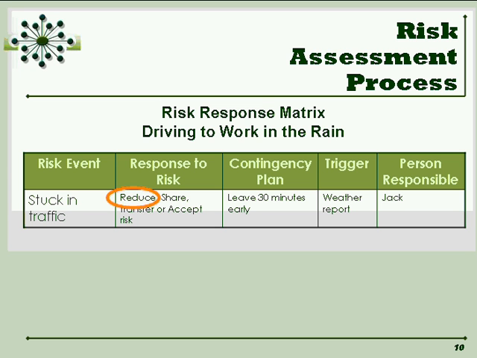Now, what's my trigger for my contingency plan? In this circumstance, it would be a weather report. So I watch the weather. I know that for the 100th day in a row in the D.C. area, it's going to rain. And the person responsible is me. I'm responsible to watch the weather report and to leave 30 minutes early.